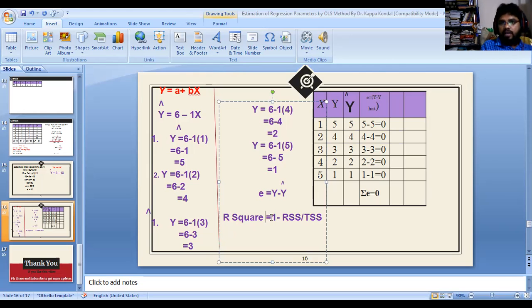So here 1 is nothing but the numerical number 1. RSS is nothing but residual sum of squares, divided by TSS, total sum of squares.